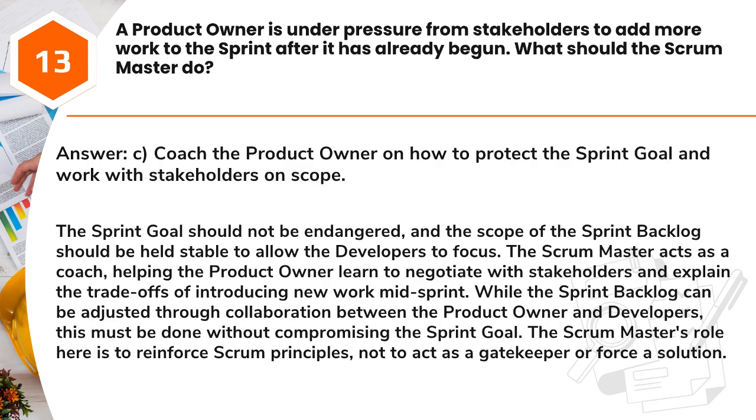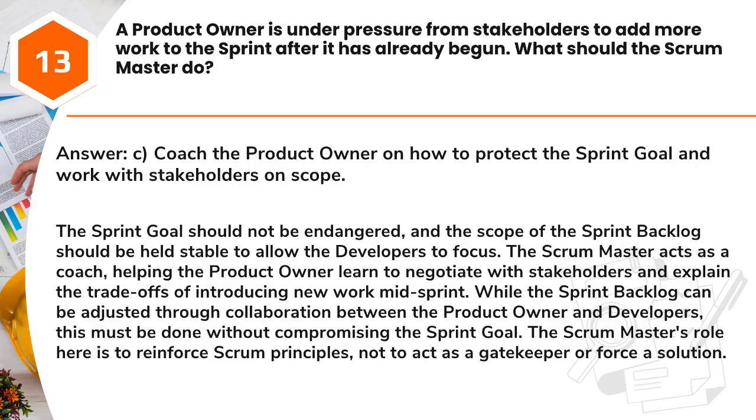Answer: C. Coach the product owner on how to protect the sprint goal and work with stakeholders on scope. The sprint goal should not be endangered, and the scope of the sprint backlog should be held stable to allow the developers to focus. The Scrum Master acts as a coach, helping the product owner learn to negotiate with stakeholders and explain the trade-offs of introducing new work mid-sprint. While the sprint backlog can be adjusted through collaboration between the product owner and developers, this must be done without compromising the sprint goal. The Scrum Master's role here is to reinforce Scrum principles, not to act as a gatekeeper or force a solution.